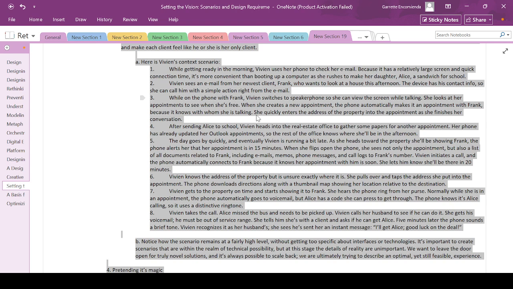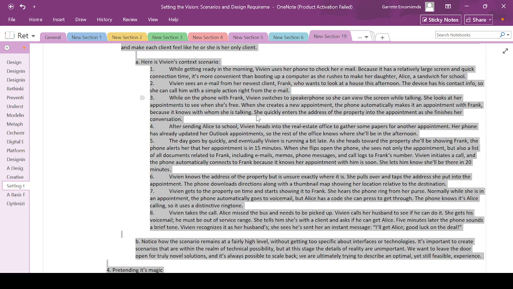Vivian knows the address of the property but is unsure exactly where it is. She pulls over and taps the address she put into the appointment. The phone downloads directions along with a thumbnail map showing her location relative to the destination. Vivian gets to the property on time and starts showing it to Frank.